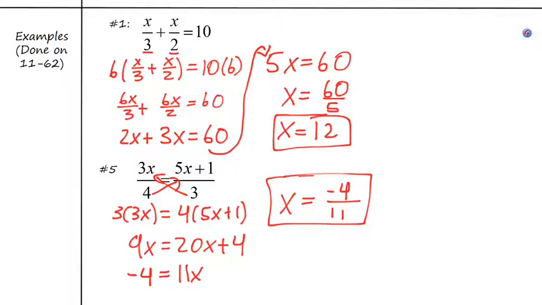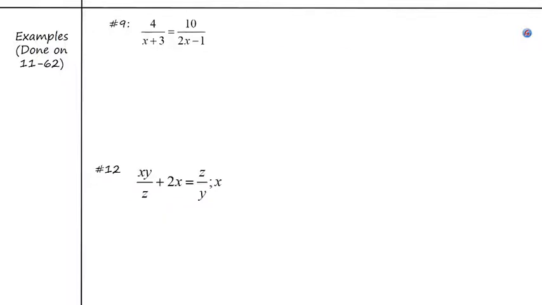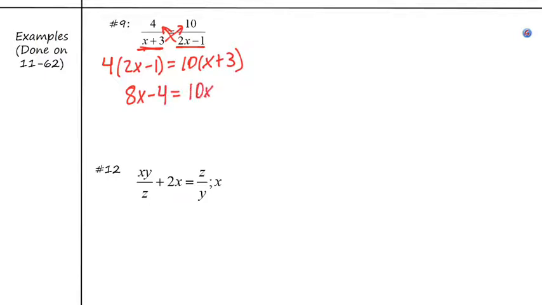This will also work for problems that have an expression in the denominator, right? So the same rule applies. If I've got my expressions down here, then all I'm going to end up doing is cross multiplication. So this is going to be number 9, and we say 4 times 2x minus 1 is equal to 10 times x plus 3. And so this is going to be 8x minus 4 is equal to 10x plus 3.